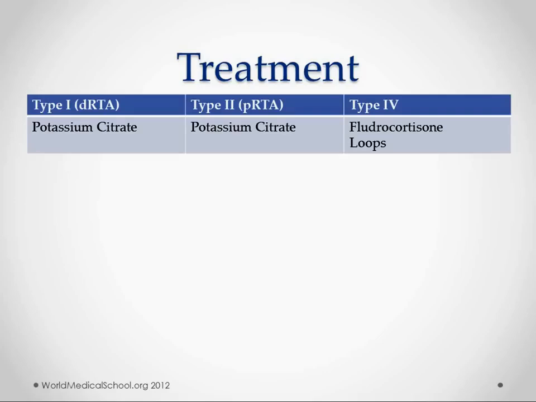How do we treat it? Well, type 1 and type 2, our biggest concern is the potassium. So we give potassium citrate, and of course we're going to give fluids. Type 4, we give fludrocortisone, which is a mineralocorticoid like aldosterone. And then we also give loop diuretics.